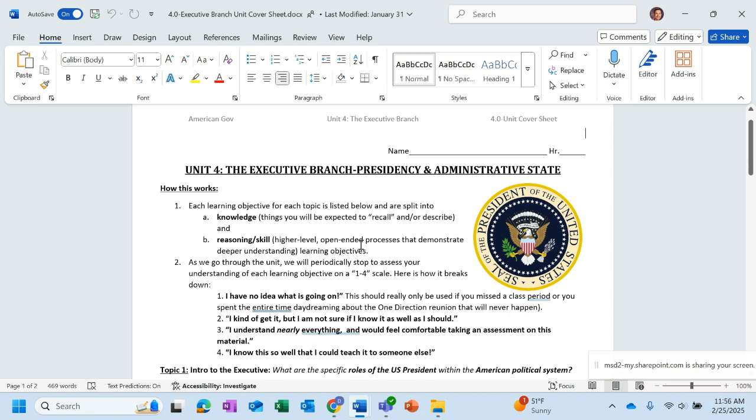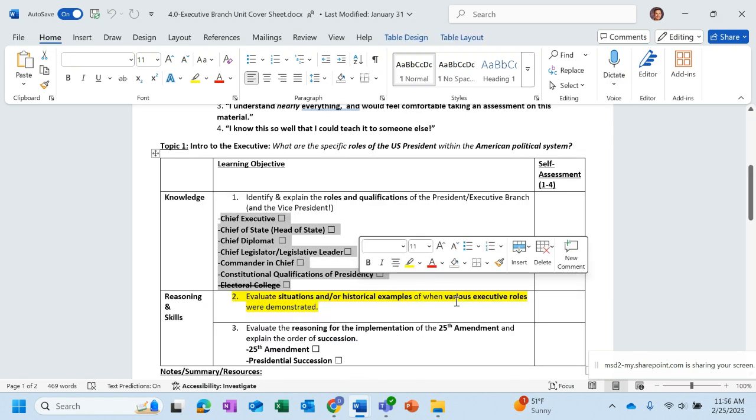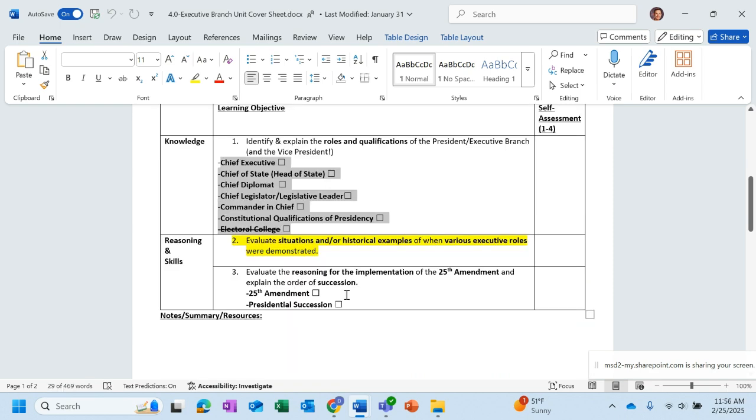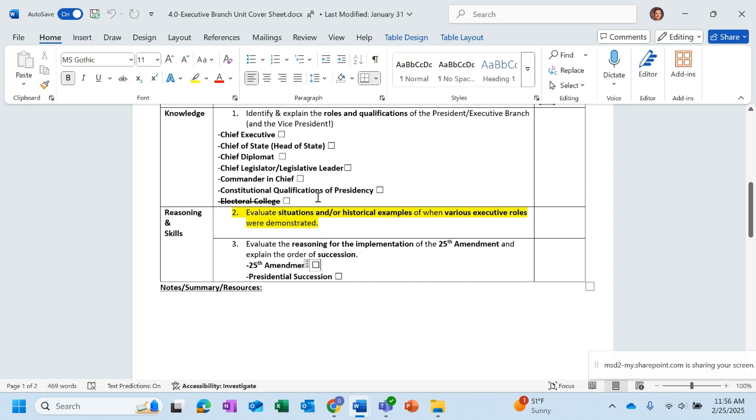But there's the executive branch. Here are the things you need to know. Multiple choice questions are going to usually be kind of vocab based on these things. And then usually a reasoning, 95% 3.0. You have to get most of, if not all of the multiple choice correct.